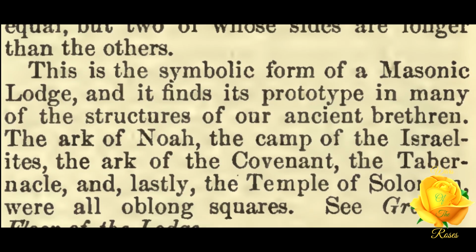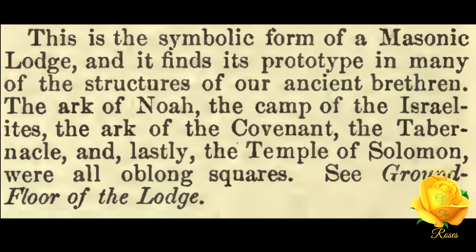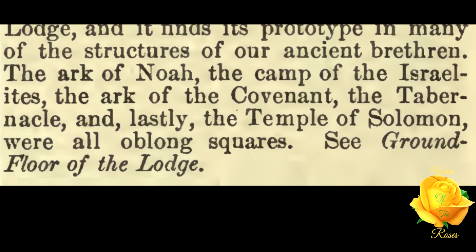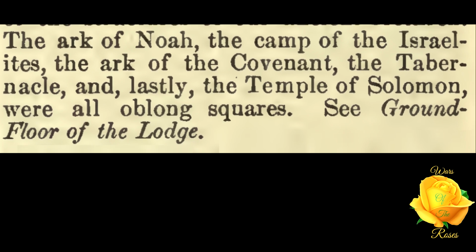This is the symbolic form of a Masonic lodge, and it finds its prototype in many of the structures of our ancient brethren. The Ark of Noah, the camp of the Israelites, the Ark of the Covenant, the Tabernacle, and lastly the Temple of Solomon were all oblong squares. See ground floor of the lodge.